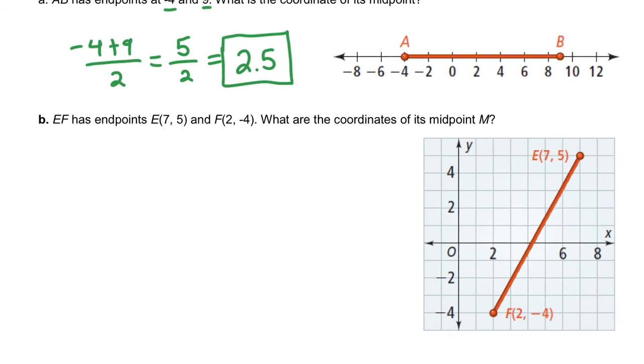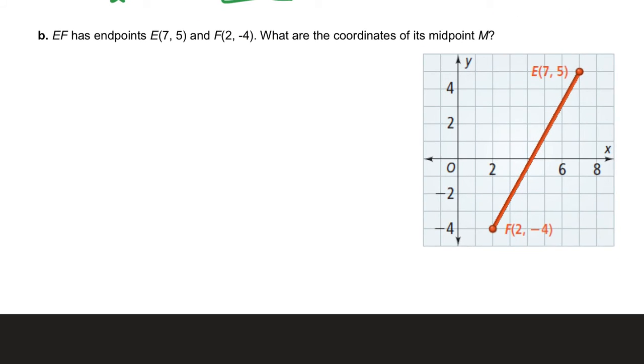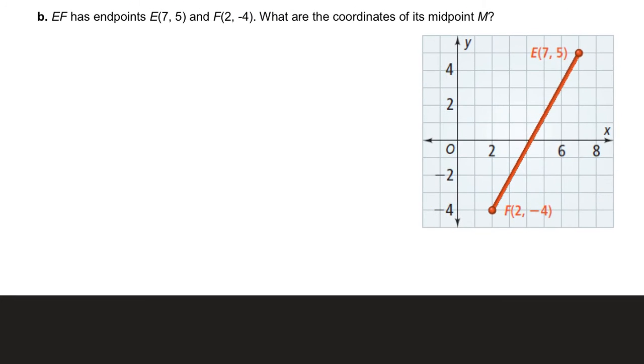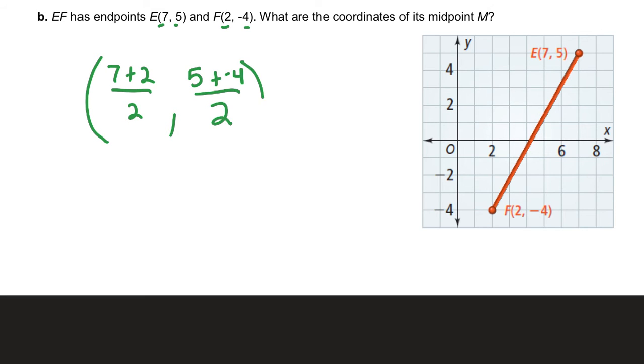For part B, it's a little more complex, but it's still not the worst thing in the world because we have x values, 7 and 2. So the midpoint, and this is going to be a little bit more writing, but the midpoint is the average of the x values, 7 and 2 are the x values, the average of those two, and the average of the y values, 5 and -4. The average of 5 and -4. And I divide that by 2 also.